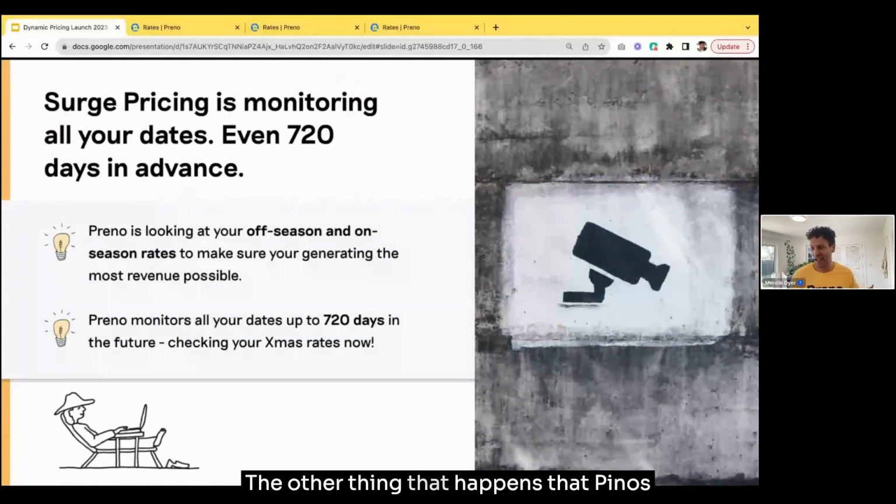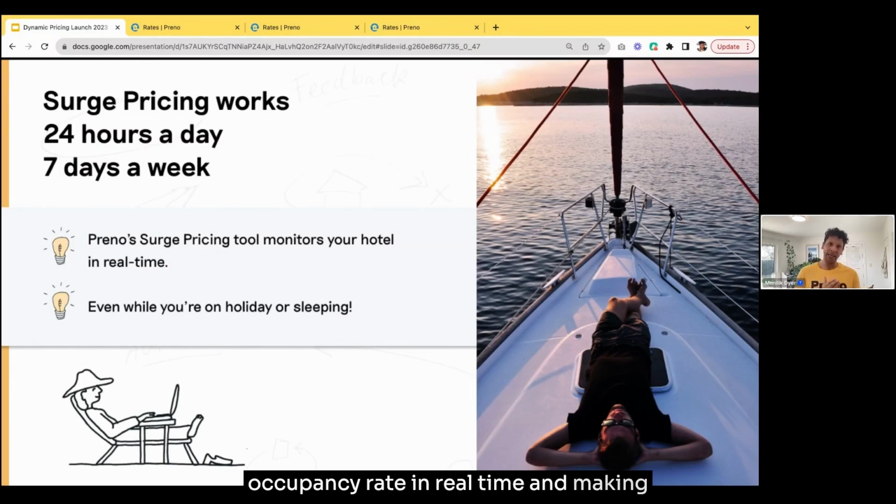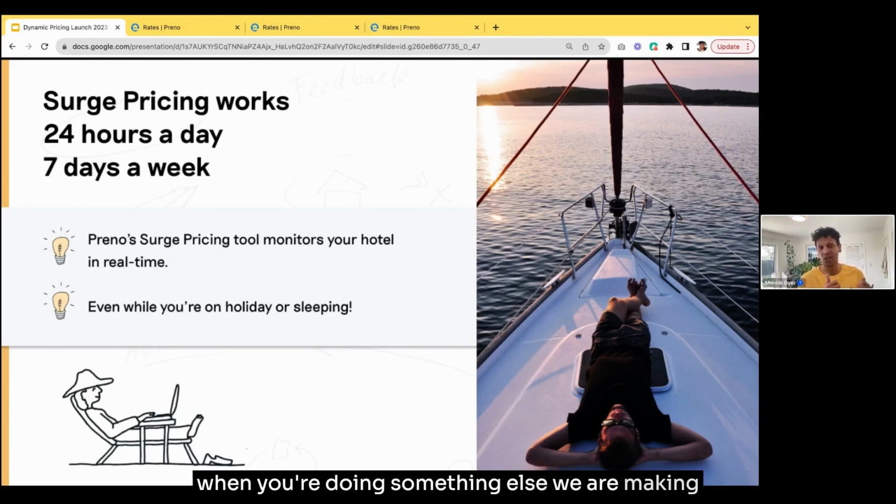The other thing that Preno's doing, and this is probably the single biggest reason why we think we as Preno are the best to build this product, is that we have real-time data on exactly what's going on with your hotel. I know some tools will update multiple times a day, whereas our system is monitoring your occupancy rate in real time and making adjustments as soon as things happen. Our tool is monitoring 24/7, which is great, because when you're sleeping or on holiday or doing something else, we're making sure that you're not missing out on all that potential revenue.